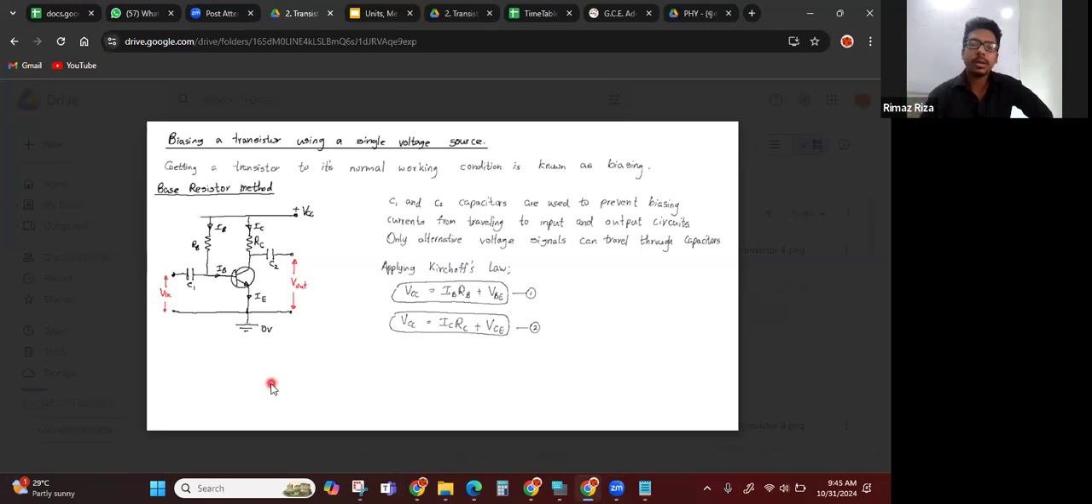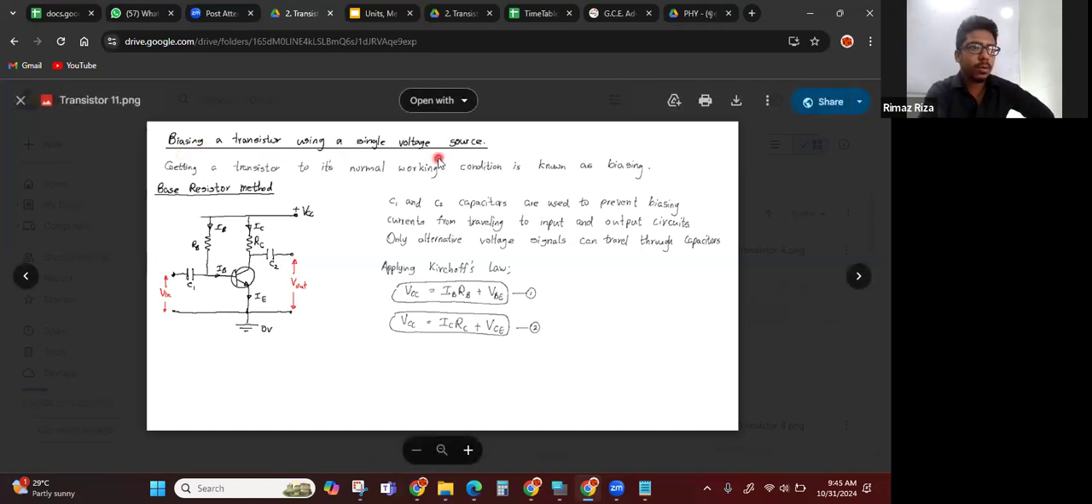So this electronics is very easy if you study it properly. Okay. So then write down the topic: biasing a transistor. Biasing a transistor using a single voltage source.